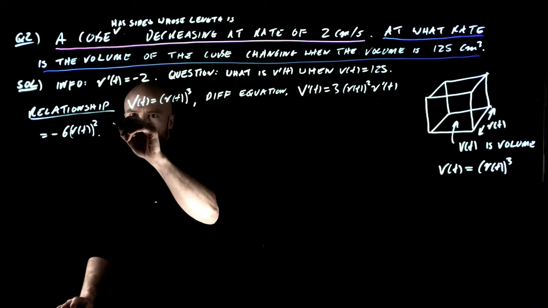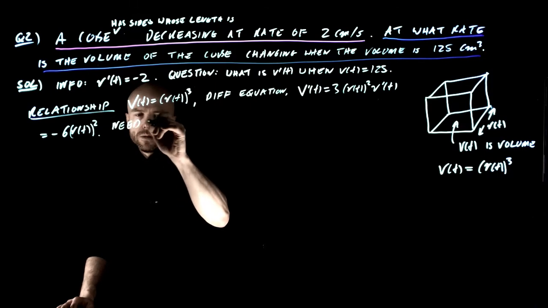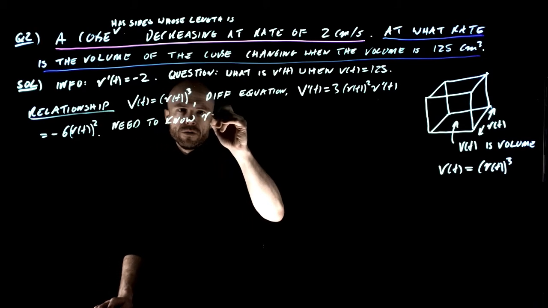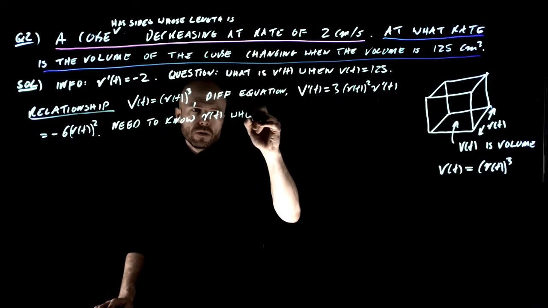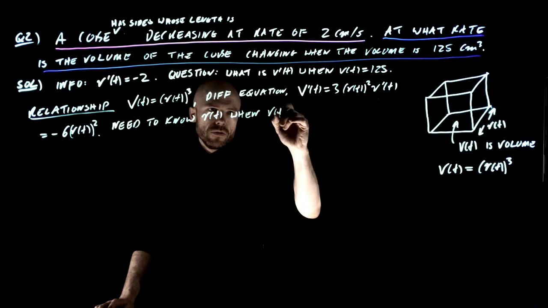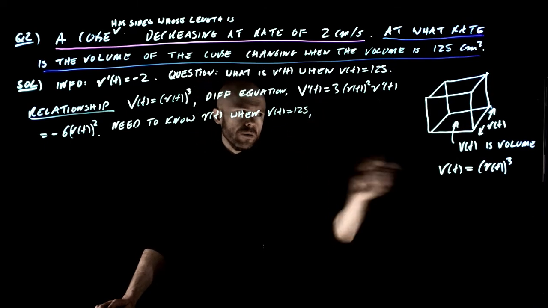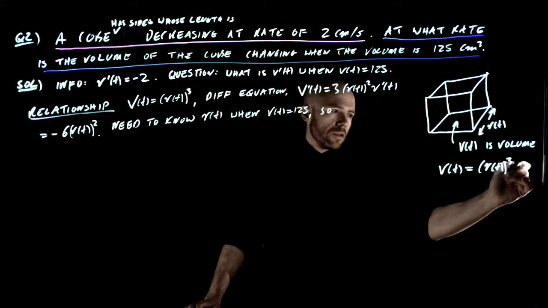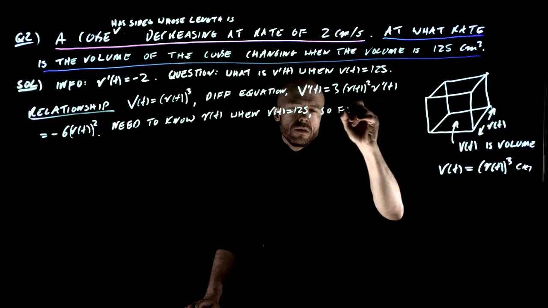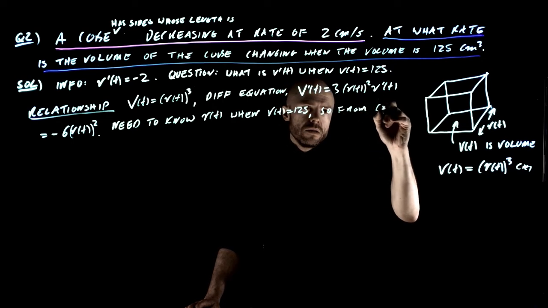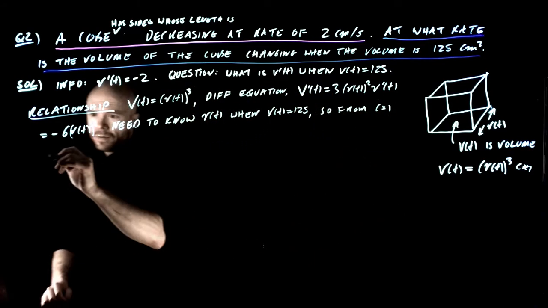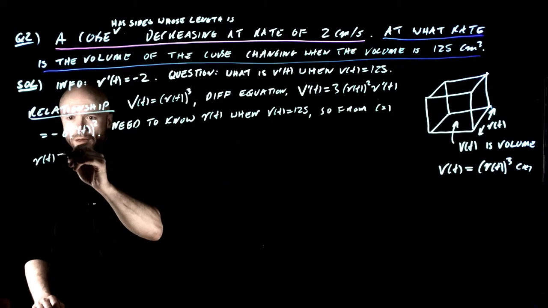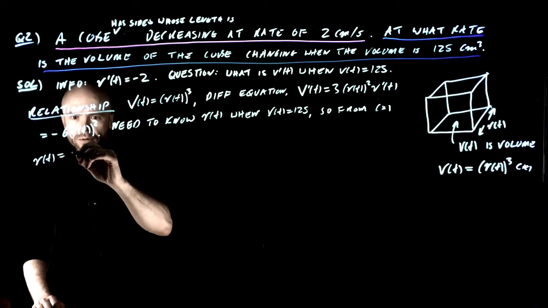So we need to know r of t when v of t is 125. And that's not hard because we just have this. So from star we have that r of t at this moment when the volume is 125 is going to be the third root of 125.